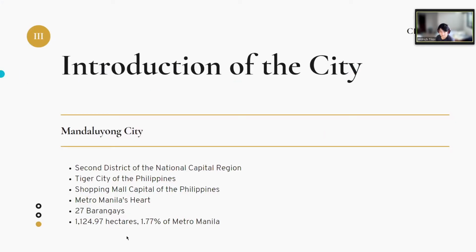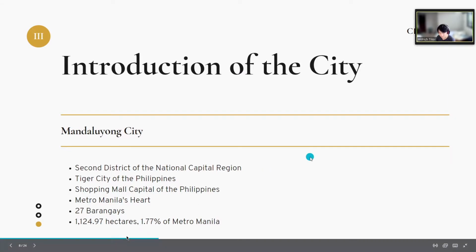Mandaluyong City is located in the second district of the National Capital Region. It's usually called the Tiger City of the Philippines, shopping mall capital of the Philippines, and Metro Manila's heart. It has 27 barangays and 1,124.97 hectares, which is 1.77% of Metro Manila.